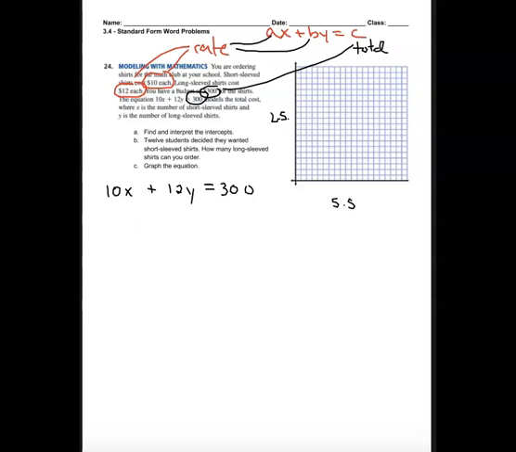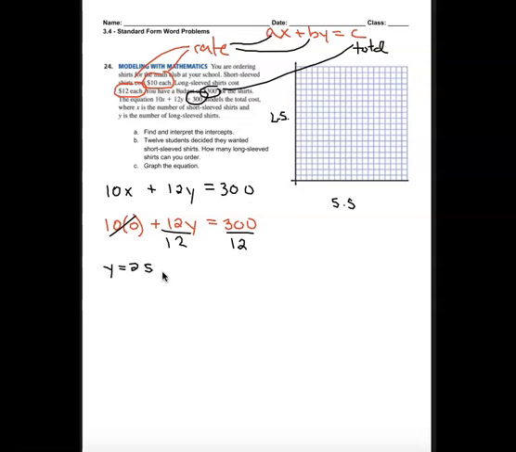So, my intercepts. I don't buy any short sleeves. That means 10 times 0. If I don't buy any short sleeve shirts, then how many long sleeve shirts can I buy? So then my equation is 10 times 0 plus 12y equals 300. Solve this out. 10 times 0 eliminates. See you later. And then all I have to do is divide by 12. And y is equal to 25. So my coordinate here is 0, 25.